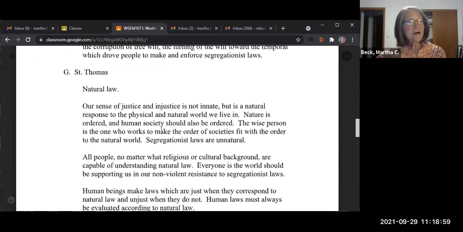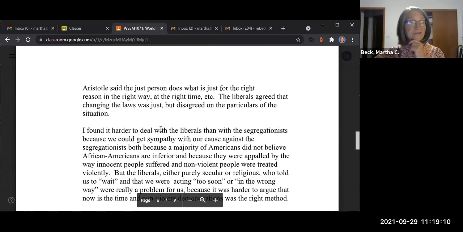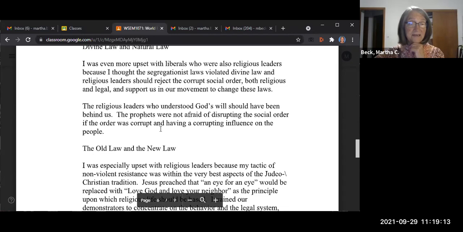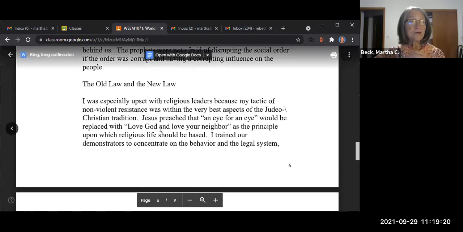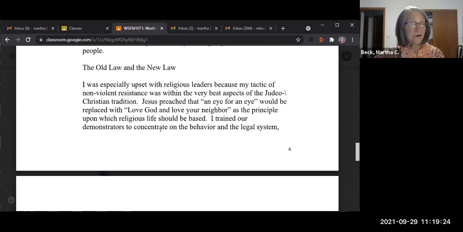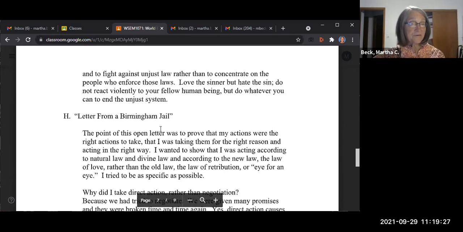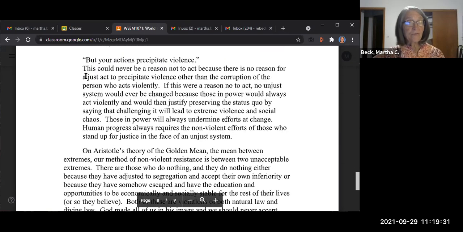Now, Islam also has a long intellectual tradition of natural law. So if any of the Muslim students want to ever study that, it's a really fascinating study, and I have a few materials on that. The old law was the law of Moses, the Ten Commandments. The new law is you write it in your heart. You have purity of heart. And then the letter follows that old tradition.